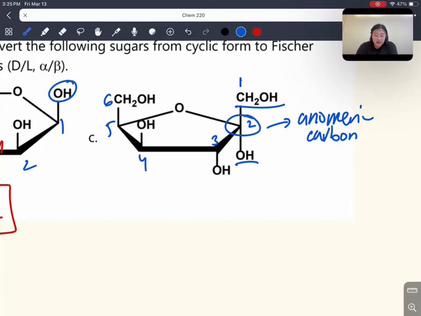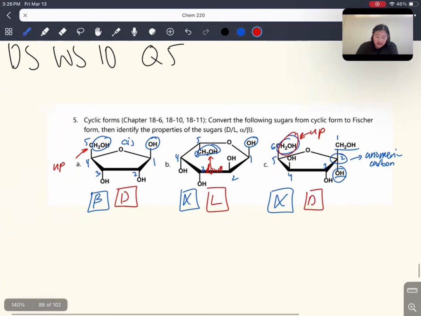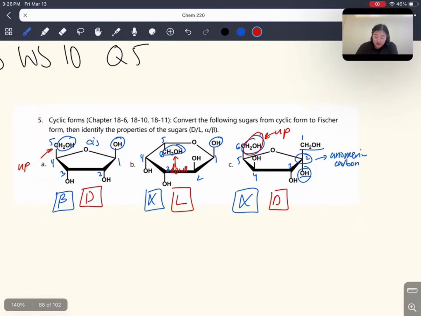If we look at our CH2OH group and our OH group on our anomeric carbon, are they cis or trans to each other? They're trans, therefore we have an alpha form sugar. And the next thing to look at is the location of this CH2OH group. Since it's pointing up, that means we have a D sugar. So that's how you very quickly identify if you have a D or an L sugar, or if you have an alpha or beta form. Okay. So now we're going to convert each of them to their Fisher forms.